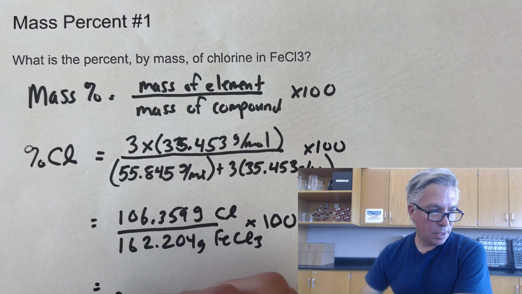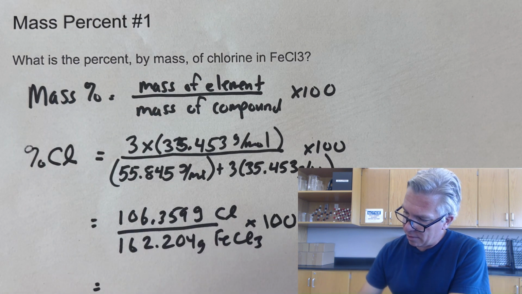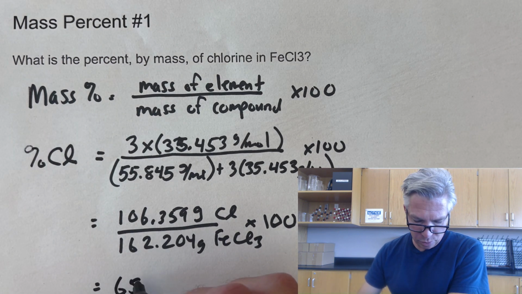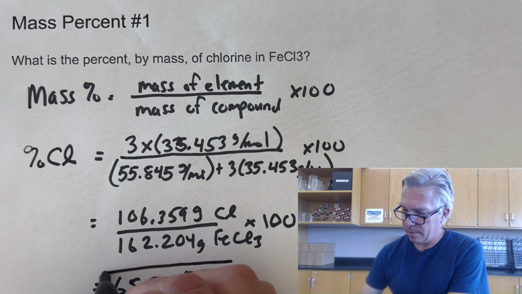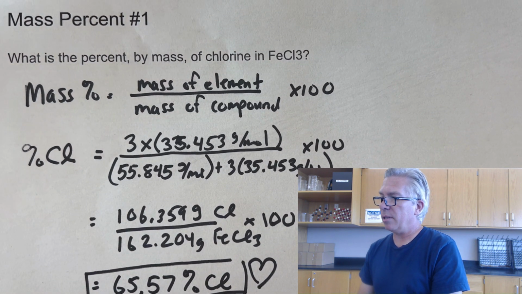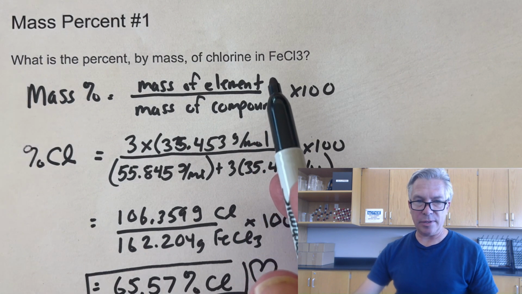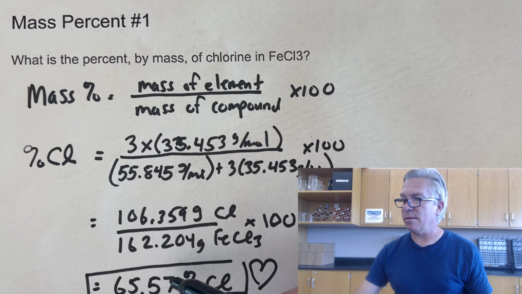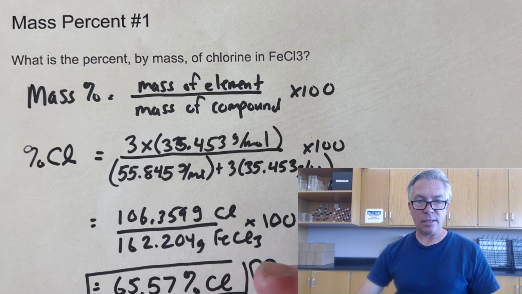And that works out to be, very quickly, divided by, comes out to be 65.57% chlorine. And that would be the answer that I would report. So this compound happens to be, if I had a mass of it sitting around, 65.5% of the mass would come from the chlorine, and the rest would come from the iron. And that's how you do a mass percent.